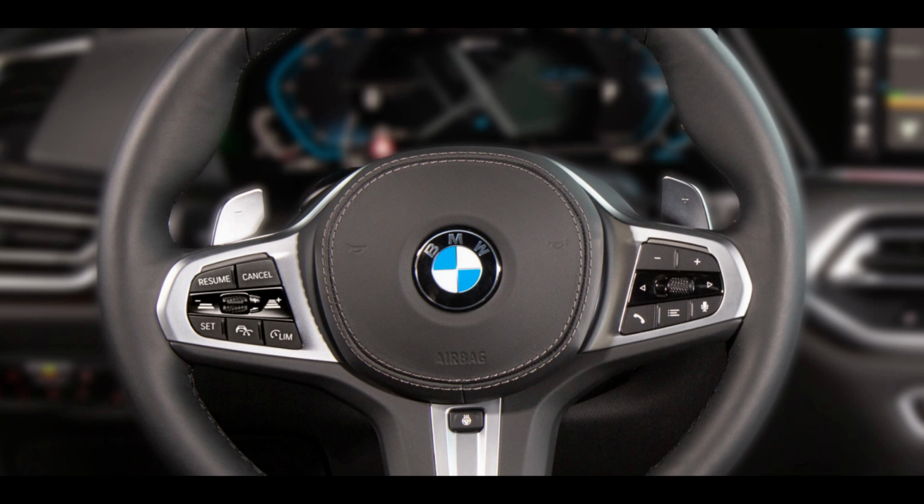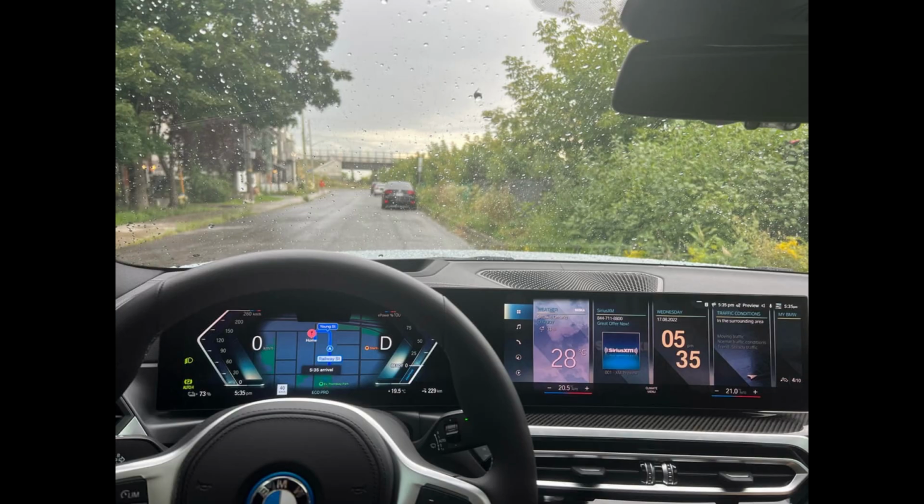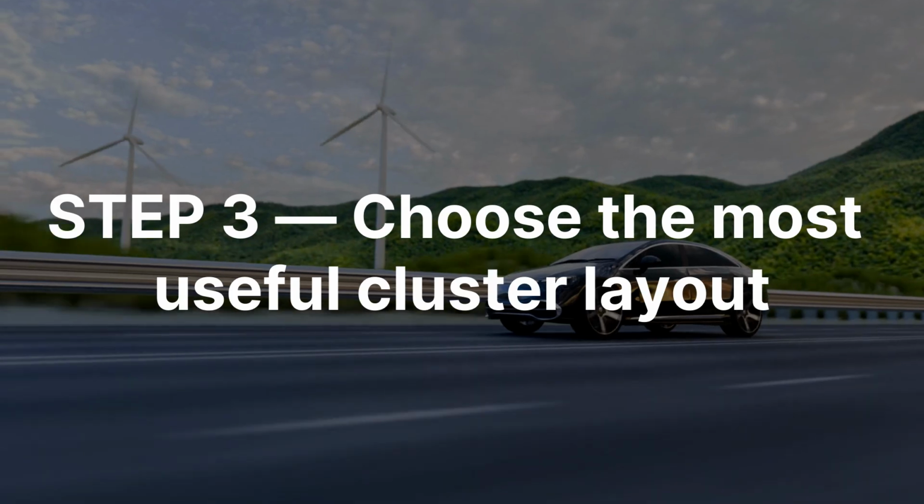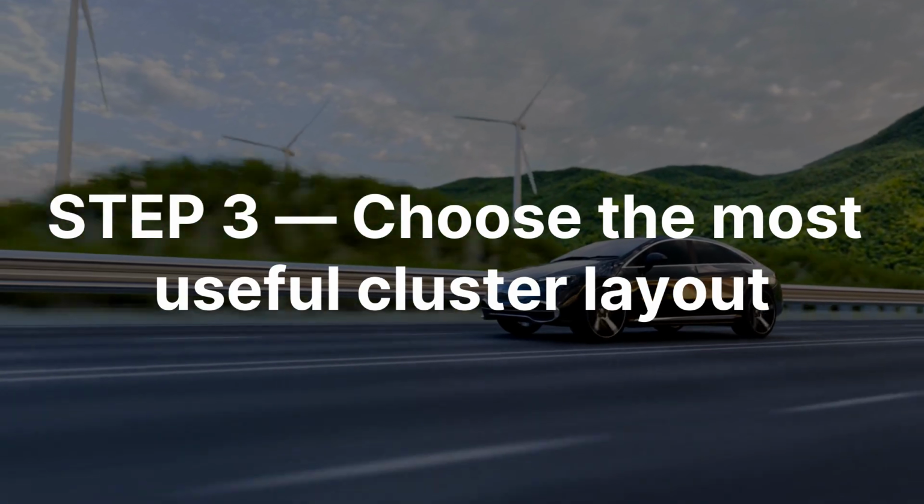Action: 1. Turn the car on. 2. Look at the left side of the steering wheel. 3. Use the arrows and OK button to navigate cluster options. If nothing changes, your cluster is in a locked layout. We'll fix that next. BMW clusters change behavior depending on driving mode.